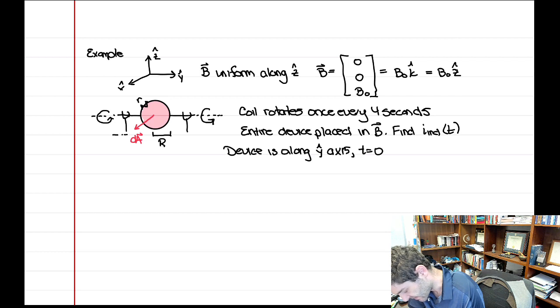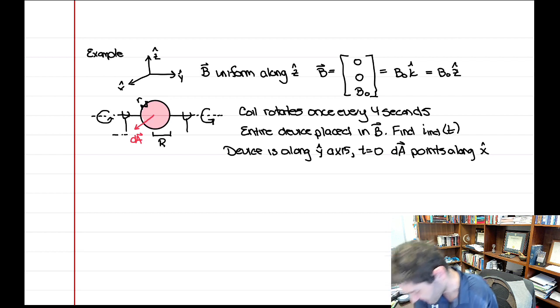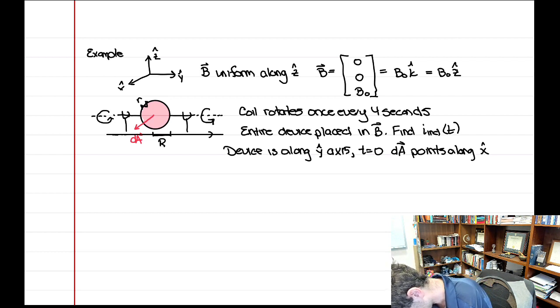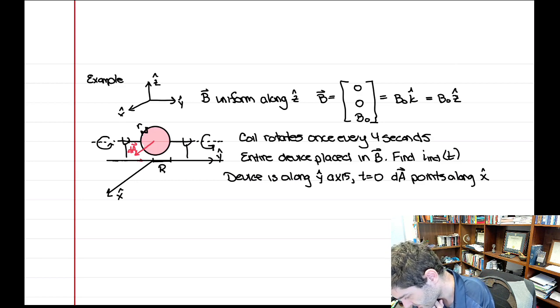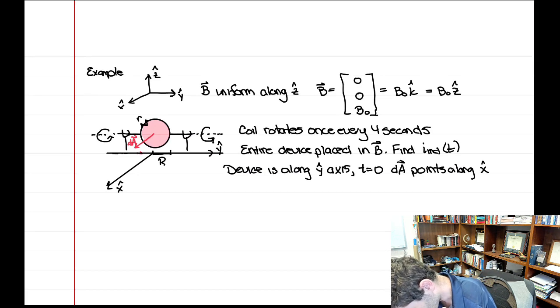And such that at t equals 0, that little dA element I just drew points along the positive x-axis. So this entire thing is kind of along the y-axis, then dA is pointing along the x-axis. So does that drawing work? Yeah, that's better. And then the magnetic field is pointing uniform everywhere along the z-axis.